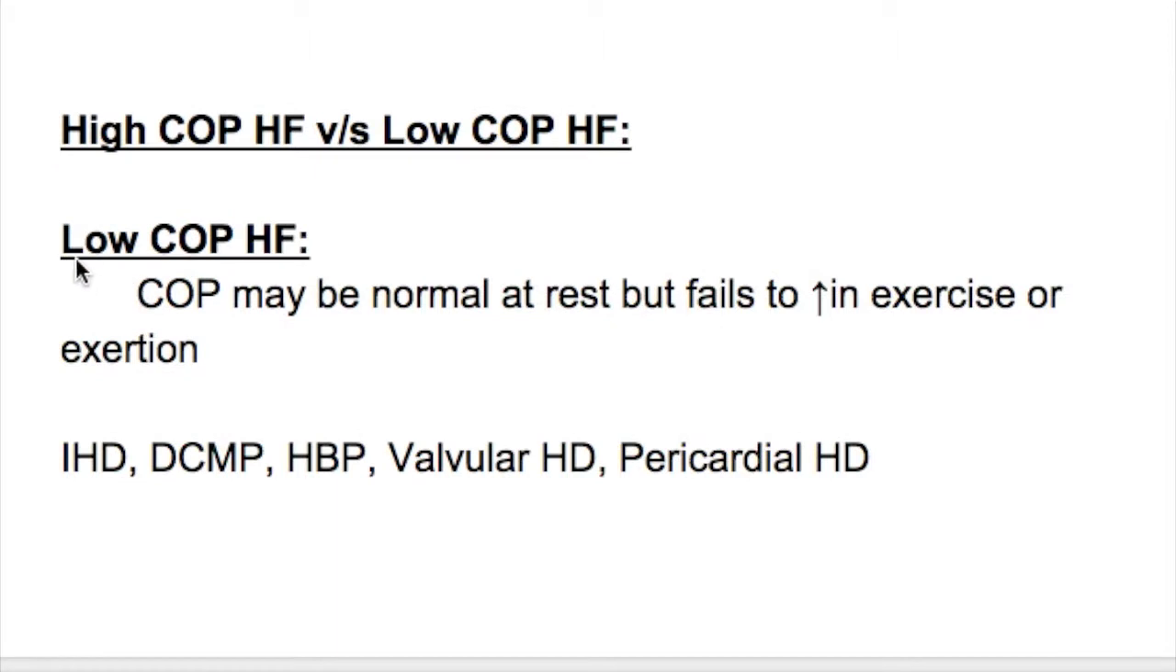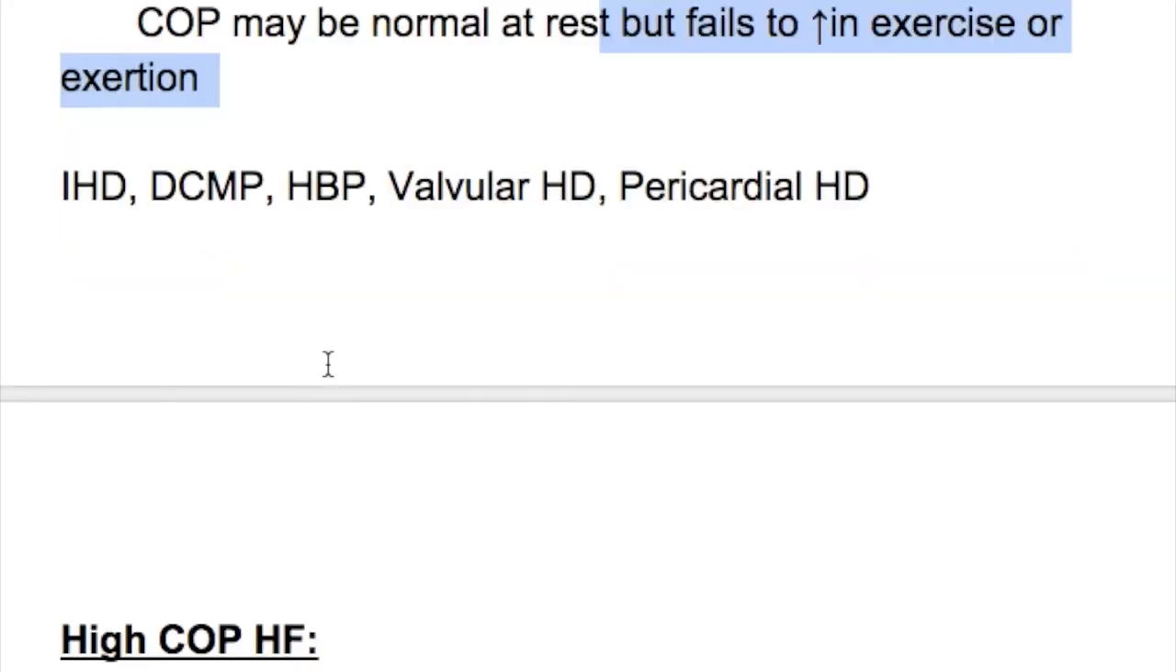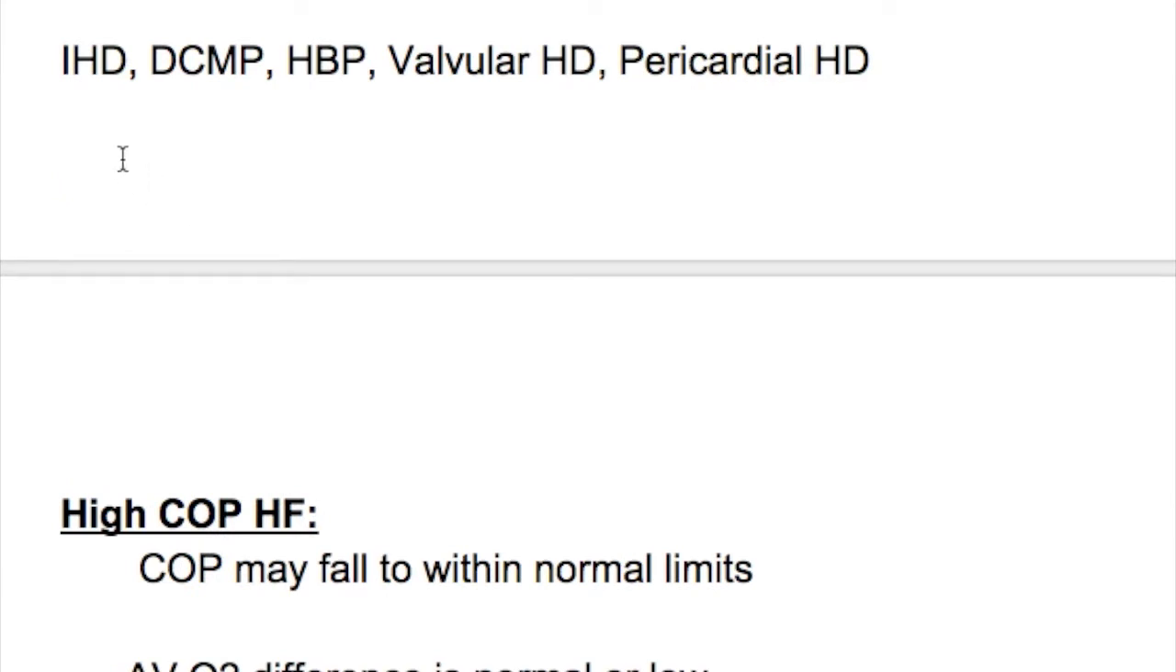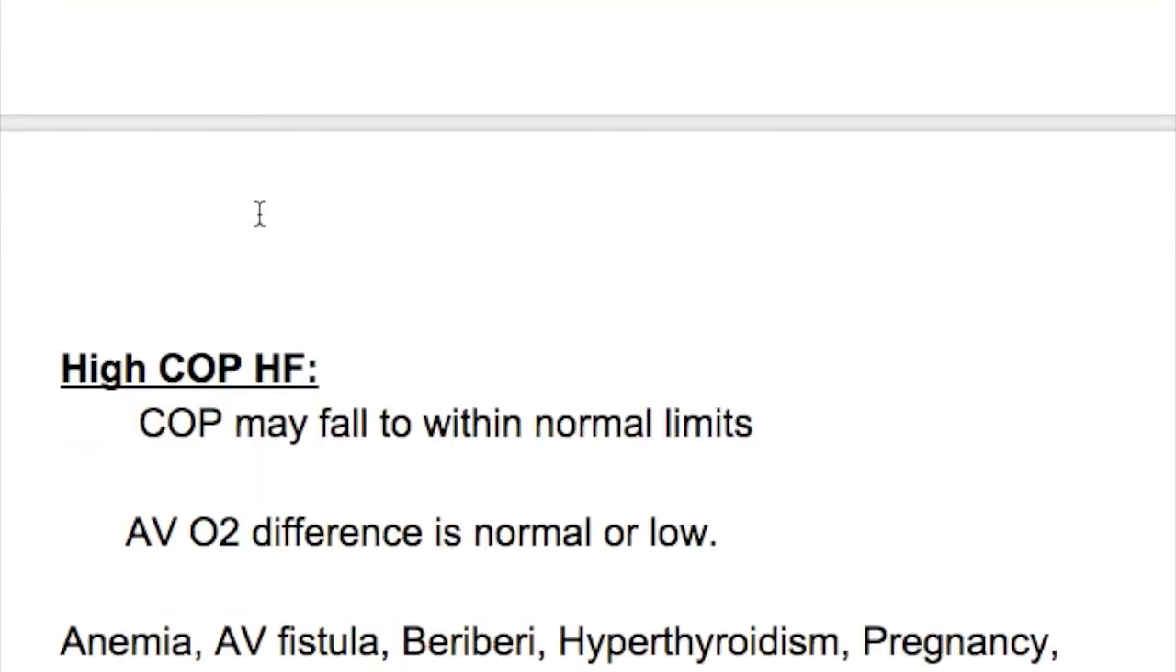So, what is a low cardiac output heart failure? In low cardiac output heart failure, the cardiac output may be normal at rest, but fails to increase in exercise or on exertion. So, what are the causes of low output heart failure? Ischemic heart diseases, dilated cardiomyopathy, hypertension, valvular heart diseases, and the pericardial heart diseases.